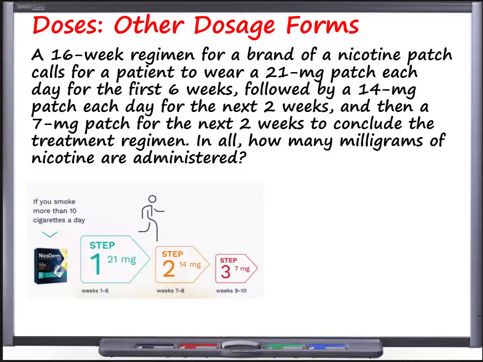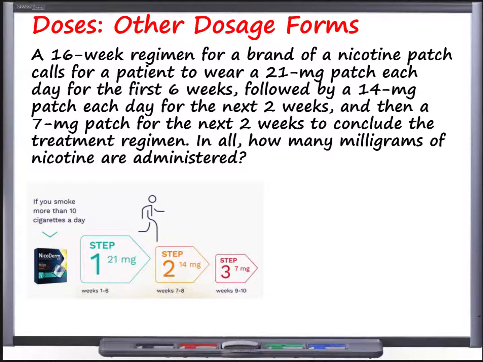What's important to know to understand this question, and I've shown you an image down below there, is that for the way the patches are used, you start people on a higher strength of the nicotine. If people smoke more than 10 cigarettes a day, then they would start on this 21 milligram, high strength patch because they've been used to smoking a lot and therefore being exposed to a lot of nicotine. So we're going to start them on a higher dose of nicotine so that they don't go through withdrawal symptoms immediately.